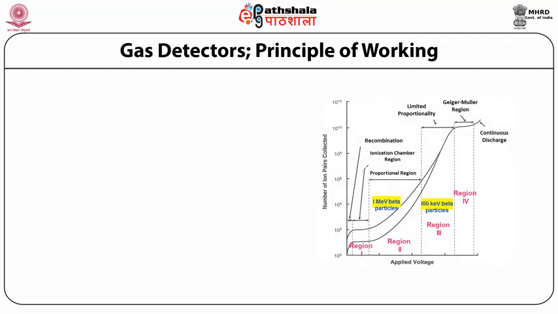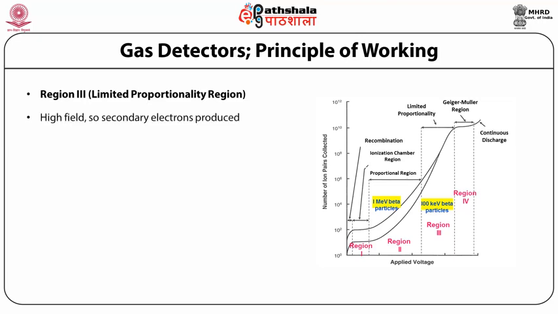Then we come to region 3, which is called the limited proportionality region. In this region, the voltage is much higher compared to the proportional region. So since a high electric field exists between the electrodes in the detector, secondary electrons are produced. It means the primary electron ion pairs are created by the radiation. These primary electrons, when moving towards the positive charge anode in the detector, gain sufficient energy to create further ionization.